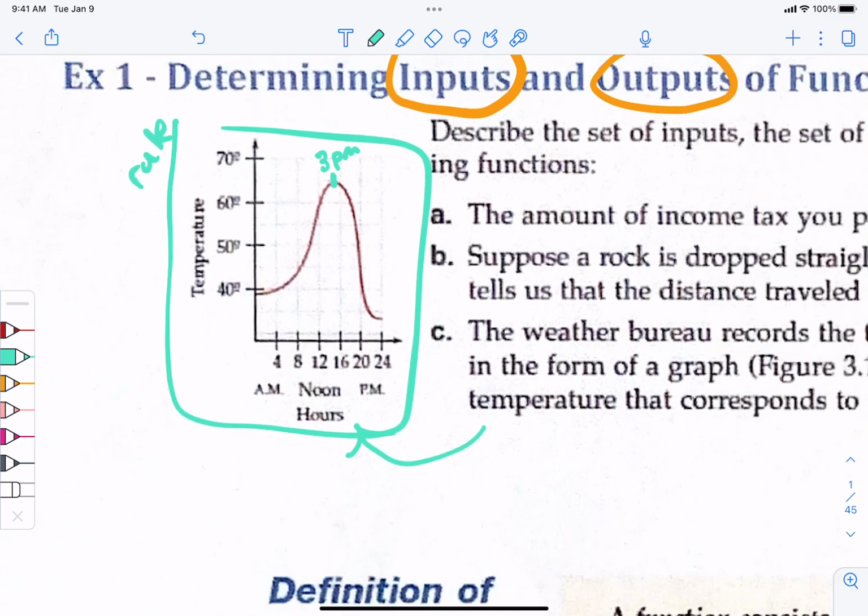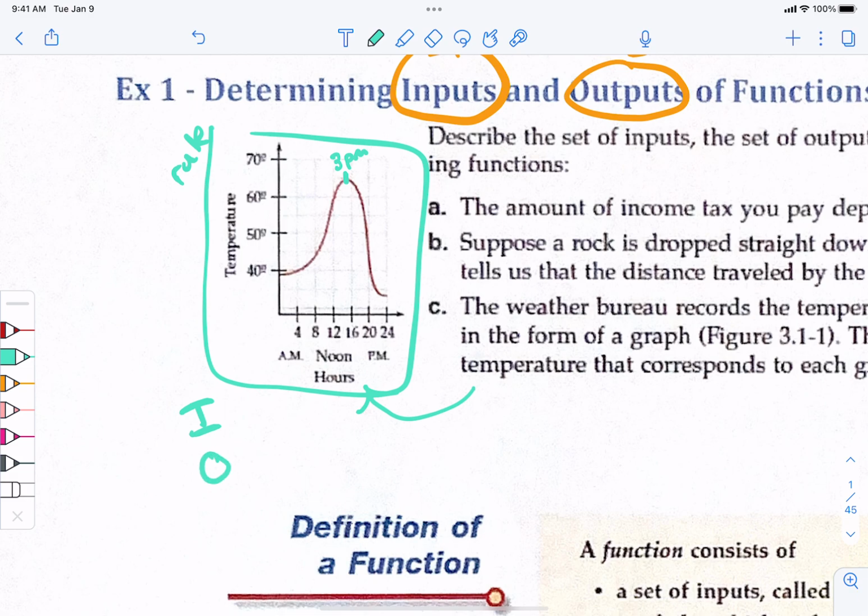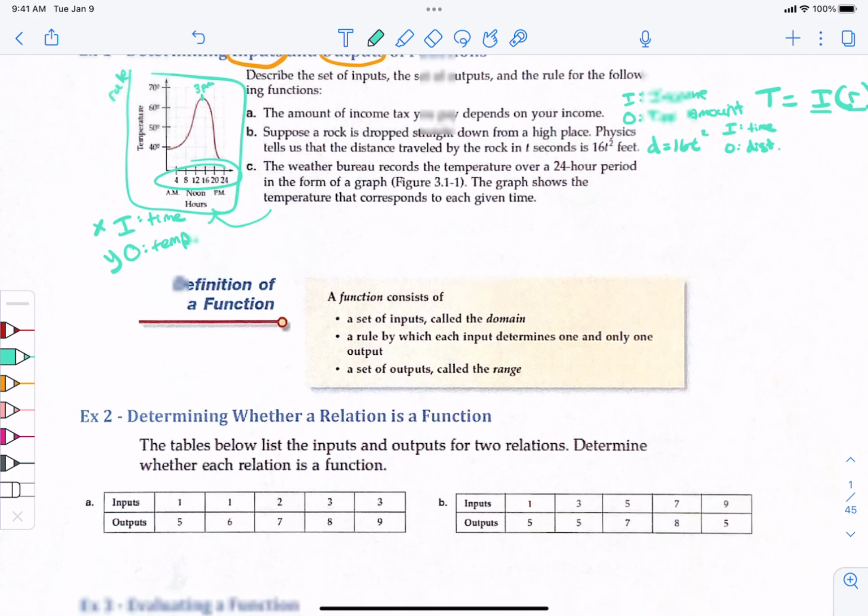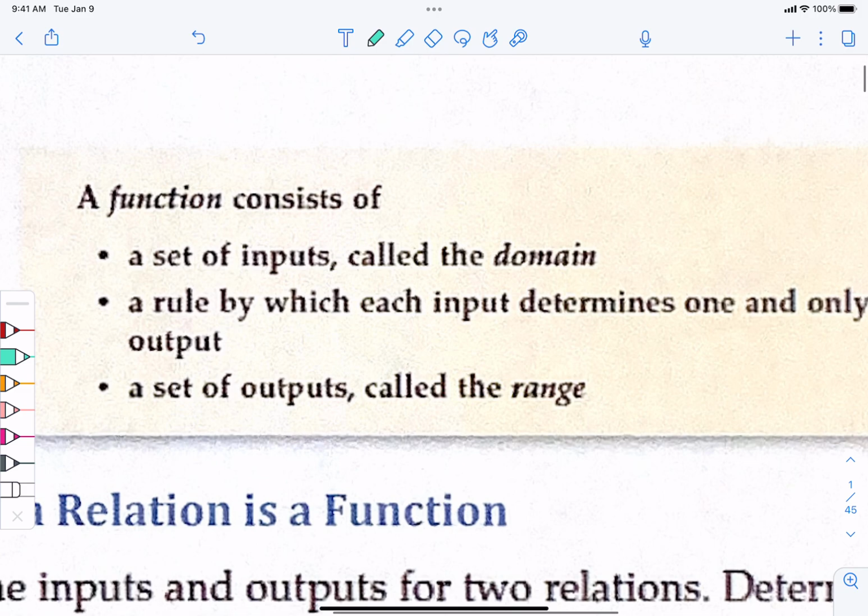What are my input values and what are my output values? Time is your input, and the output value, what depends upon the time, is the temperature. So temperature is dependent upon the time of day. Time is your input, or your x coordinates, and your y coordinates are your temperature. Okay, good, not too bad. Inputs, outputs. Definition of a function, we have domain and range. The domain refers to the x's, the range refers to the y's. We've done domain and range already, I think.